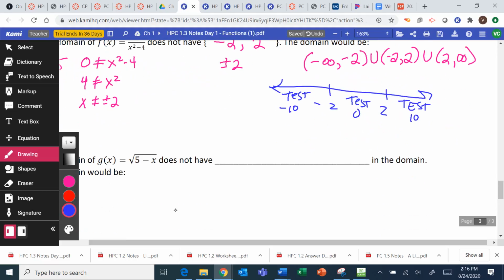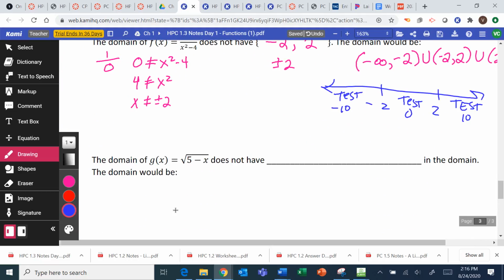All right, the other example: the domain of g of x equals square root of 5 minus x does not have what in the domain? Okay, somebody's already saying the answer, but I can't really tell who it is. Does somebody want to? Sam? Christopher? Louder. Oh, everything greater than 5.